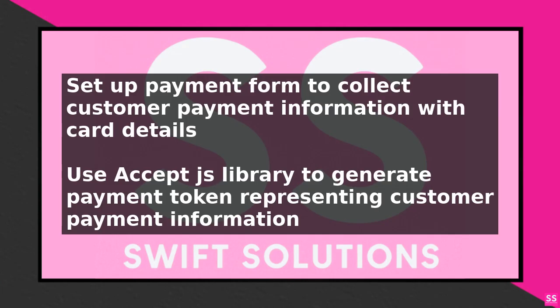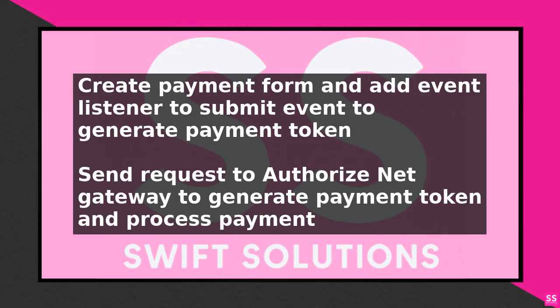information. To generate the payment token, you need to create a payment form and add an event listener to the form's submit event. When the form is submitted, use the Accept.js library to send a request to the Authorize.Net gateway to generate a payment token. The payment token is then returned in the response and can be used to process a payment.